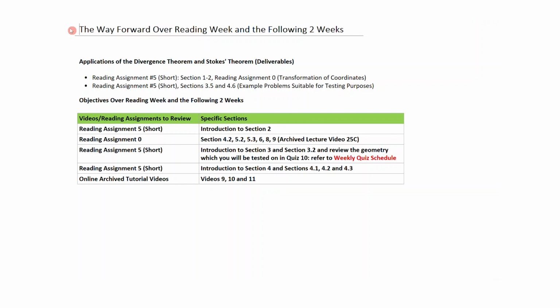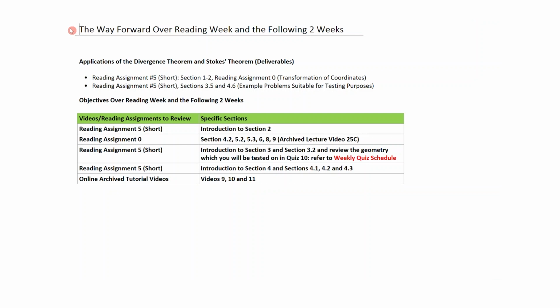There's just a couple of items here that we have summarized. These are the objectives over reading week and the following 2 weeks. In one of the columns would be your videos and your reading assignments to review. Reading assignment 5 short is the main assignment that you'll be referring to. For reading assignment 0, we're looking at specific sections 4.2, 5.2, 5.3, and 6, 8, and 9, which refer to the problems and the solutions to the problems. And if you wish, you can also look at archived lecture video 25C, which goes over one of the examples in terms of vectors and transformation of coordinates.